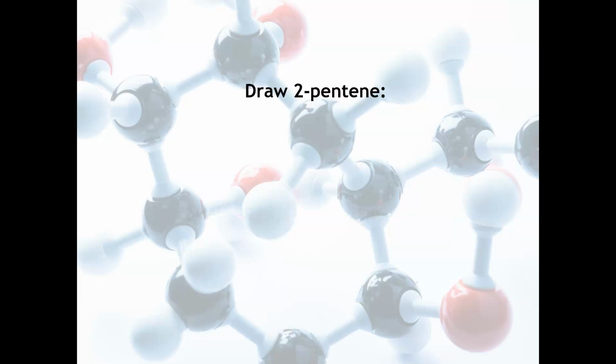Let's practice actually drawing some structures. So we'll do 2-pentene. In this case, pentene is again something that I focus on. So I would be drawing something that looks like this, where on carbon number 2, I have the double bond because pentene indicates it's an alkene.